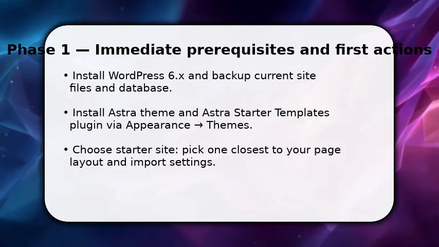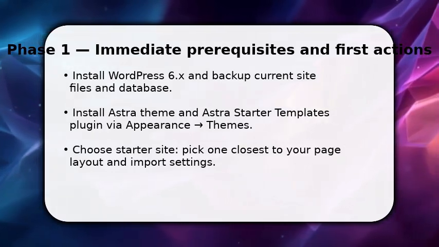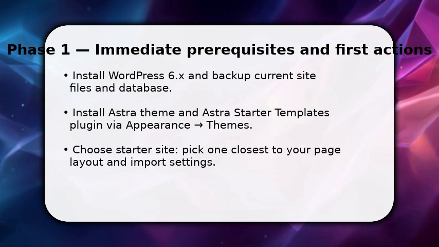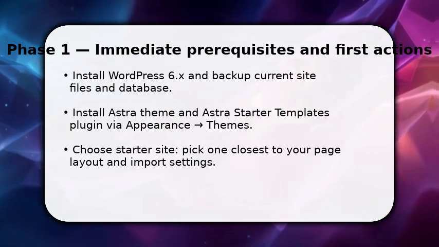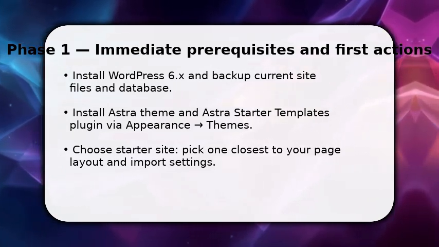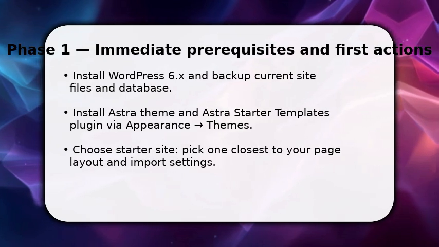You start by confirming the essentials. WordPress is up to date, and you have a backup ready. Next, install Astra and the Starter Templates plugin, then open Appearance and activate Astra.